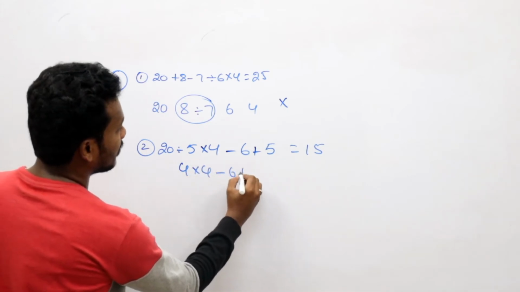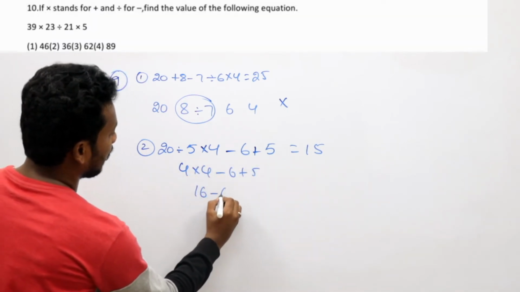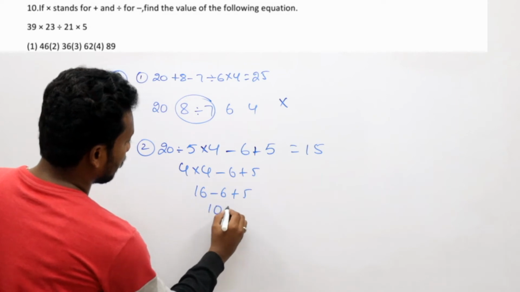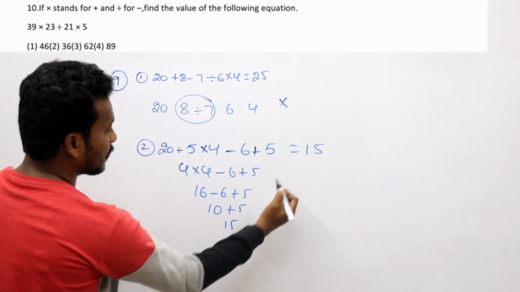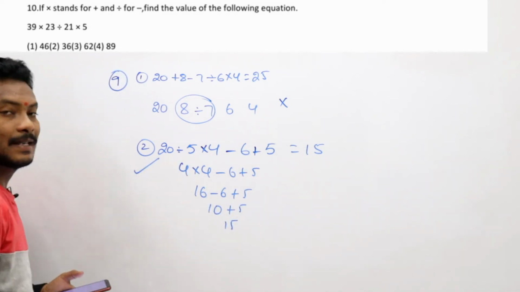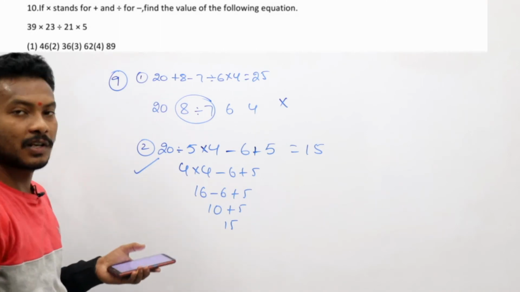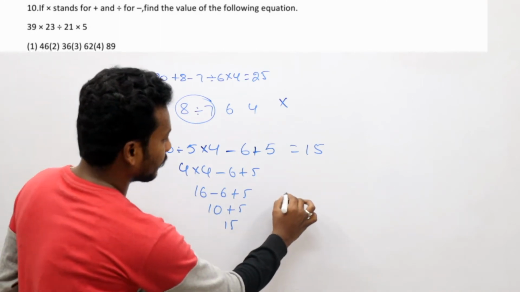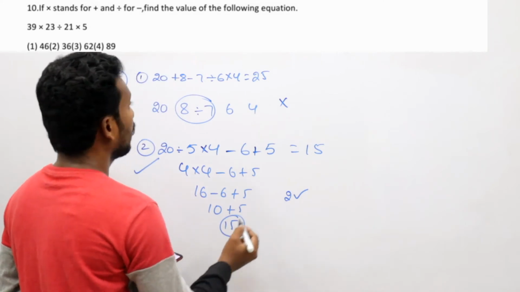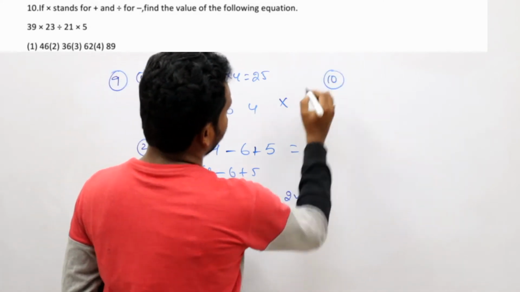4 into 4 minus 6 plus 5. 4 4s are 16 minus 6 plus 5. That is 10 plus 5, that is 15. Here also 15. Our required option is the second option for question number 9. Now move to the 10th question.